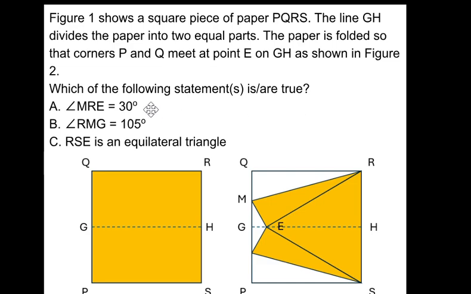Angle MRE equals 30 degrees. Angle RMG equals 105 degrees. RSE is an equilateral triangle.